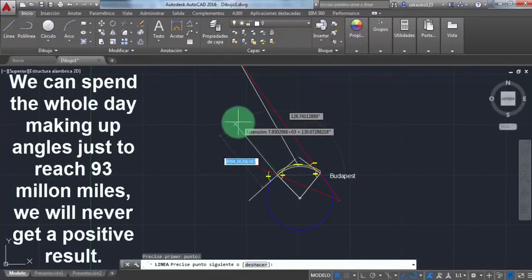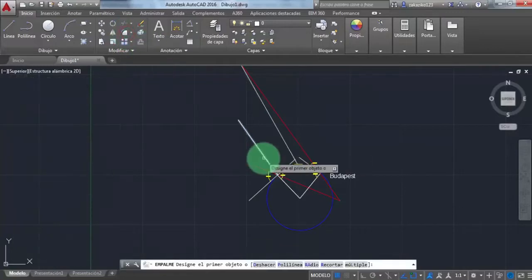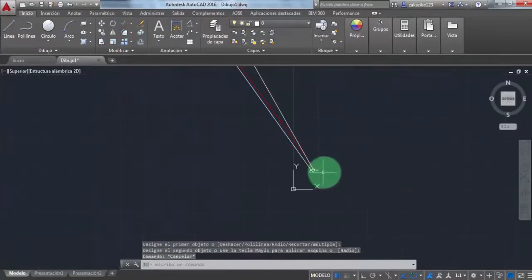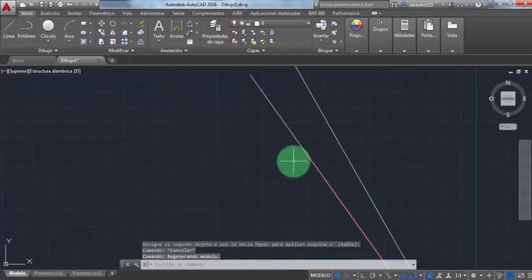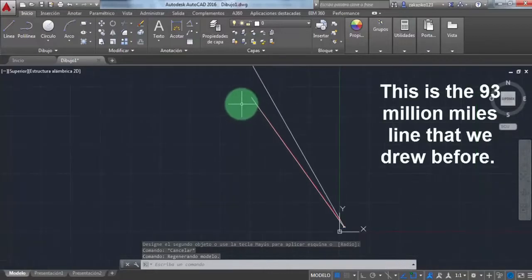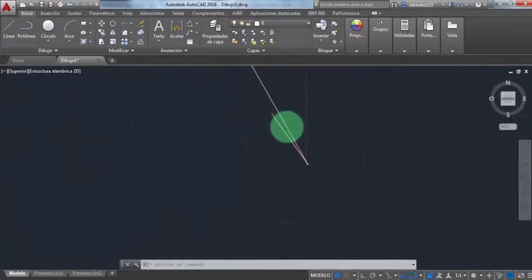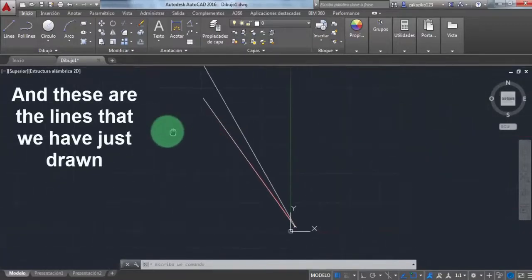You can spend the whole day making up angles just to reach 93 million miles. We will never get a positive result. This is another angle that I'm making up. It's almost parallel to the other one. Now let's see how far we are going to get. Please don't confuse this long line with the short ones. This is the 93 million miles line that we drew before. And these are the lines that we have just drawn.